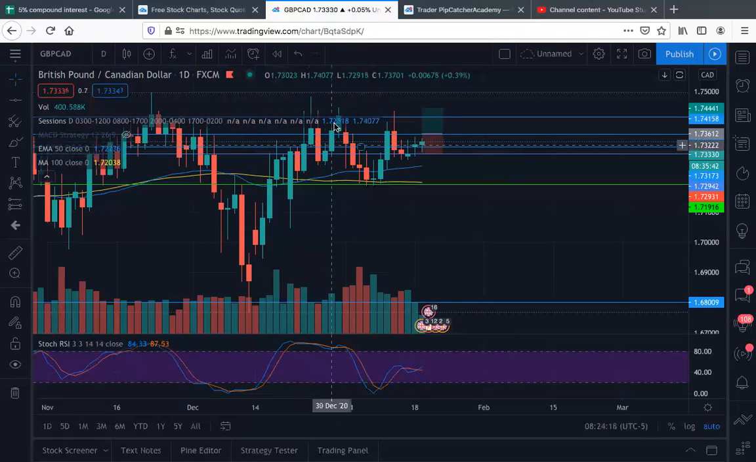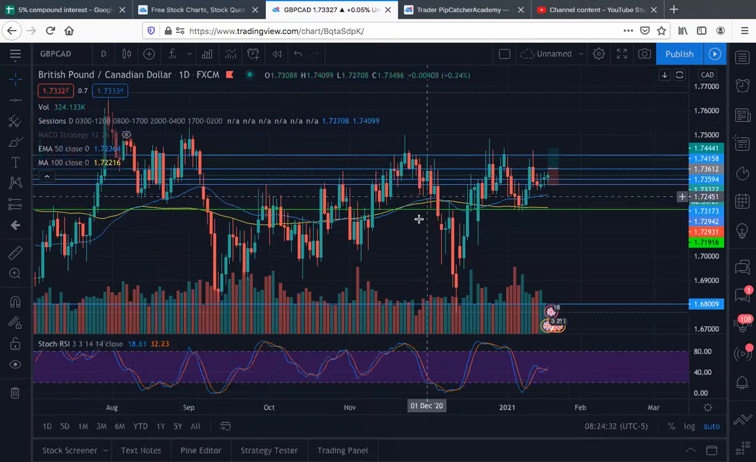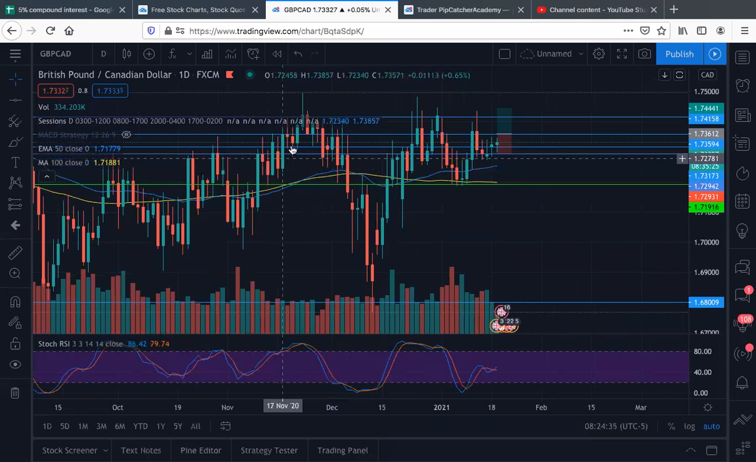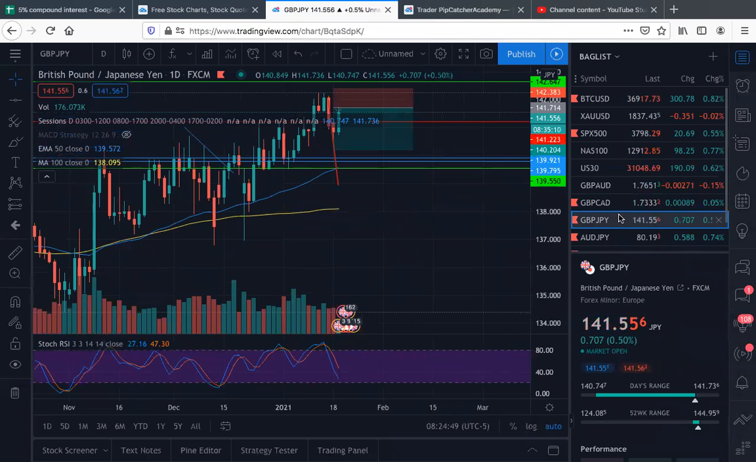I see left shoulder, head, right shoulder. All right, we can call that even a bigger inverse head and shoulders. So yeah, definitely bullish. Let's go bullish on GBP CAD. Let me see what I did for GBP JPY now. I'll be looking at that.